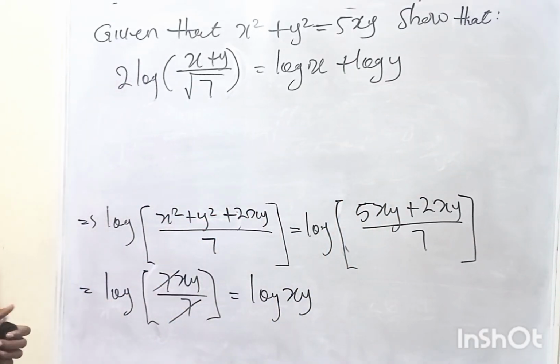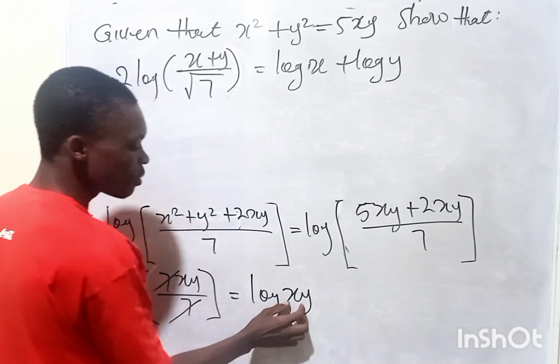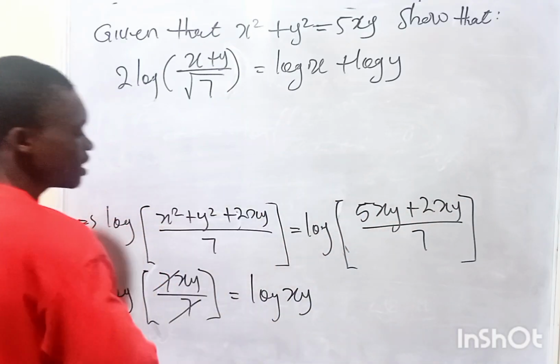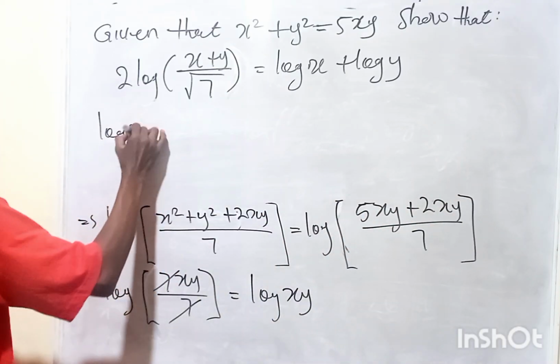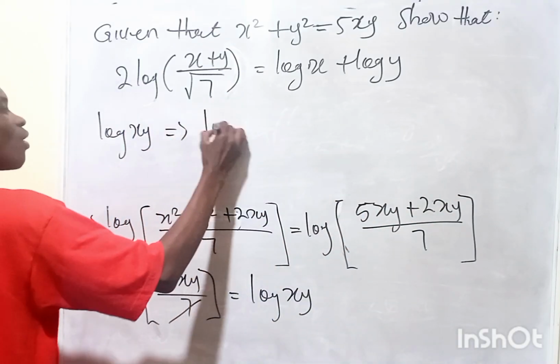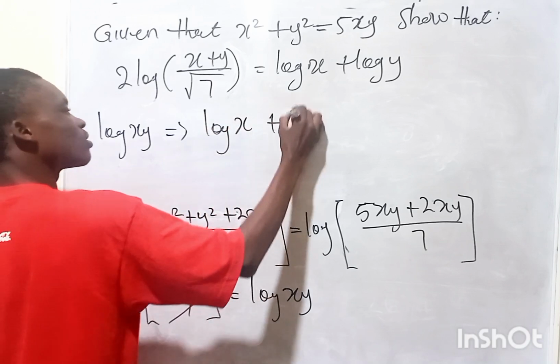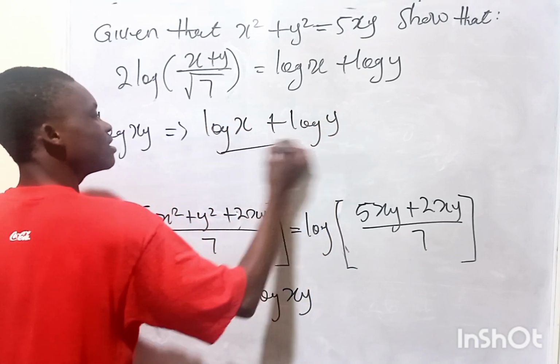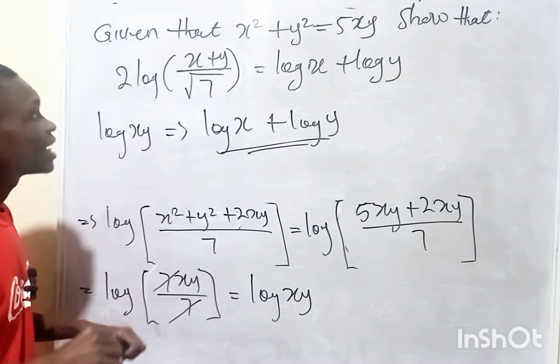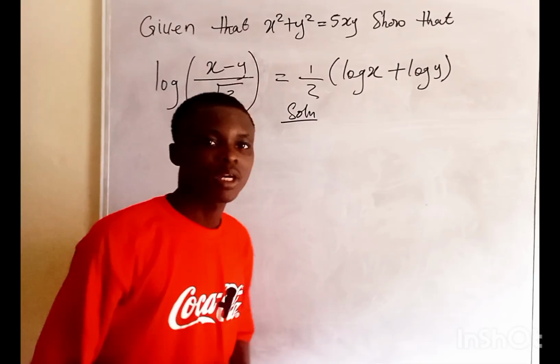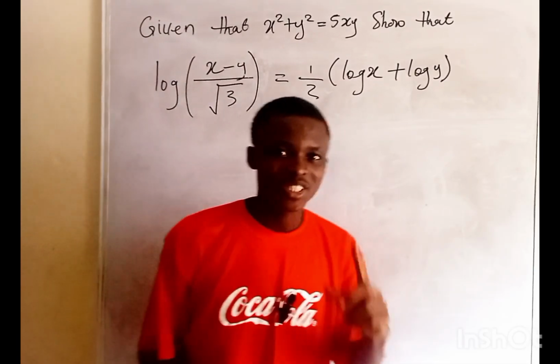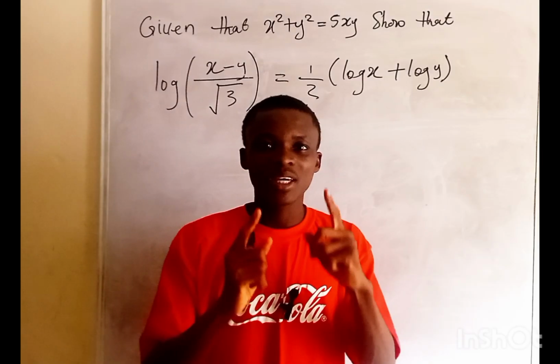All right, remember this property. Since we are multiplying, we can expand it as addition. So log xy is still the same as saying log x plus log y, and this is the right proof of this nice logarithmic equation. Easily. A lot of teachers don't know how to solve this logarithmic equation.